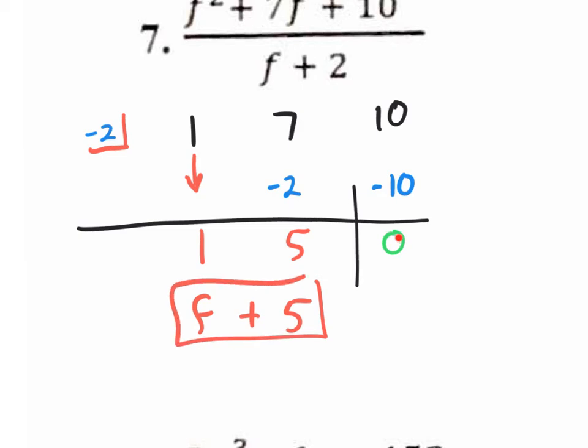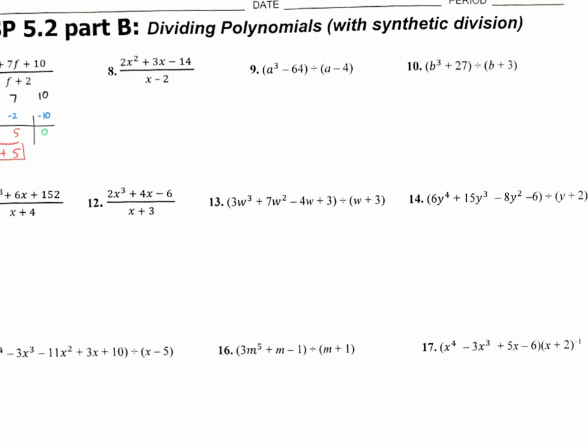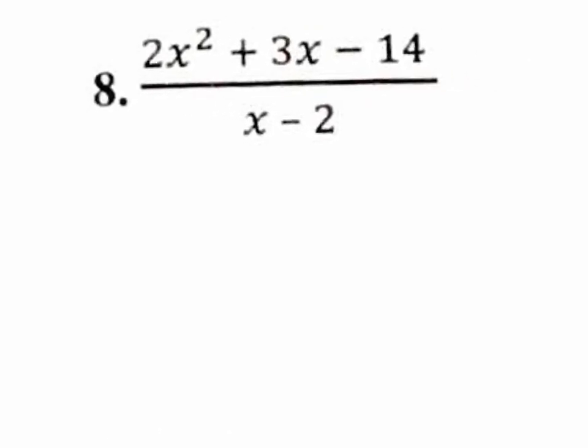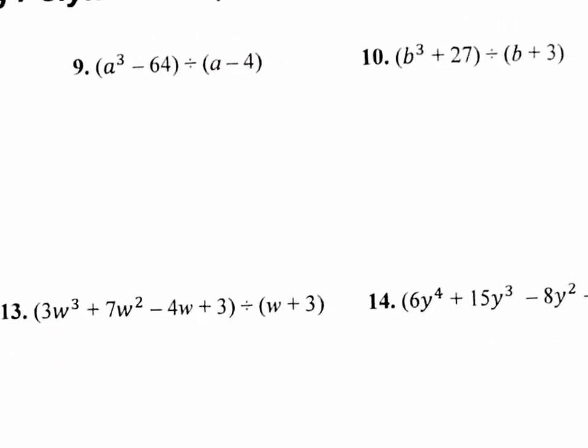Now, of course, if I would have had like a 3 out here as a remainder, you would put that plus 3 over the original divisor, f plus 2. If you kind of understood that, you're right on point, because it's barely the second problem. We're going to do some more. Let's take a look at another one. You guys tell me. Pick one. 8? Really? That's easy. Let's do something more challenging, like number 9. Let's start with number 9 or 10. Pick one. 9 or 10? 9.